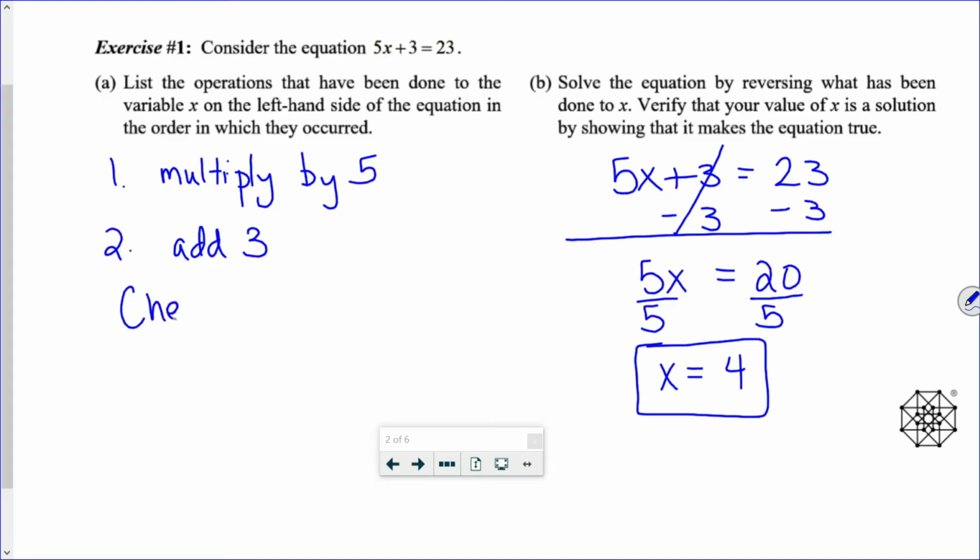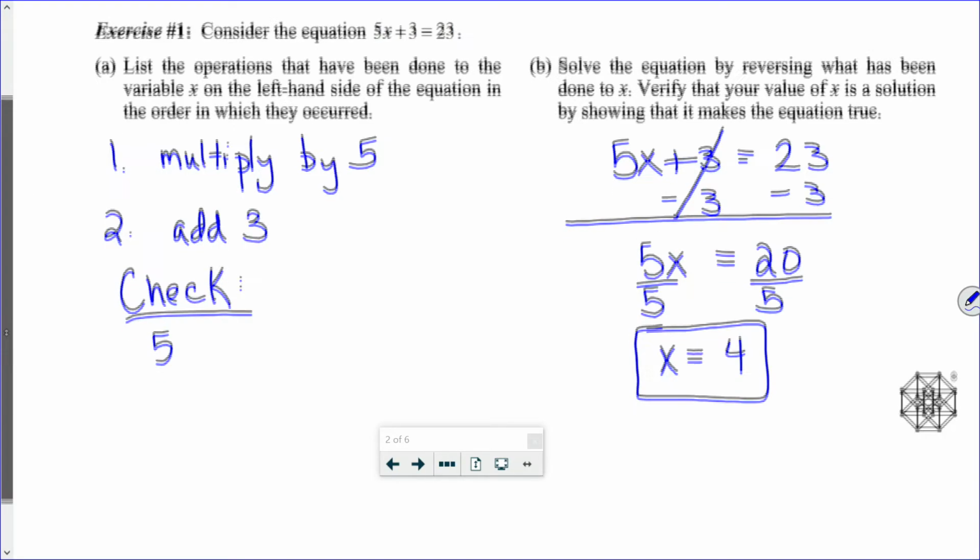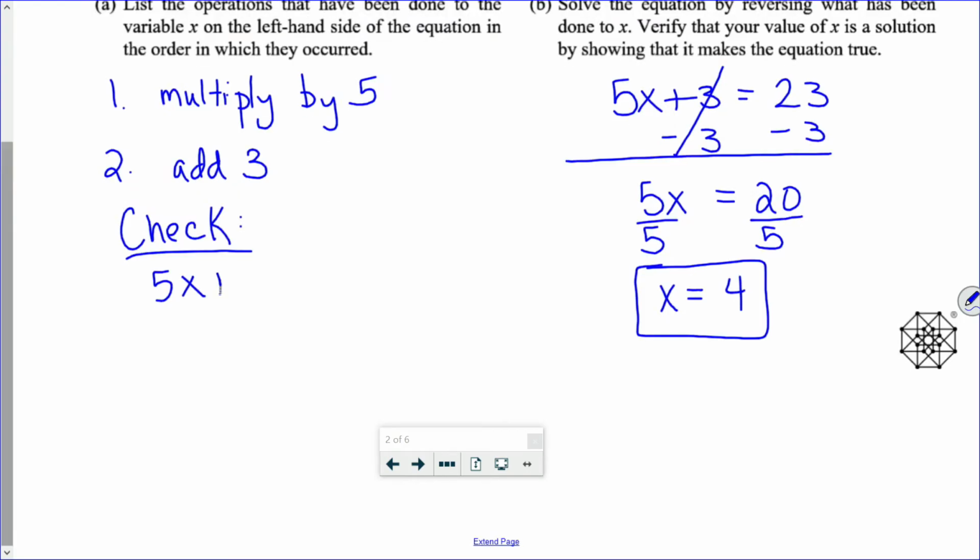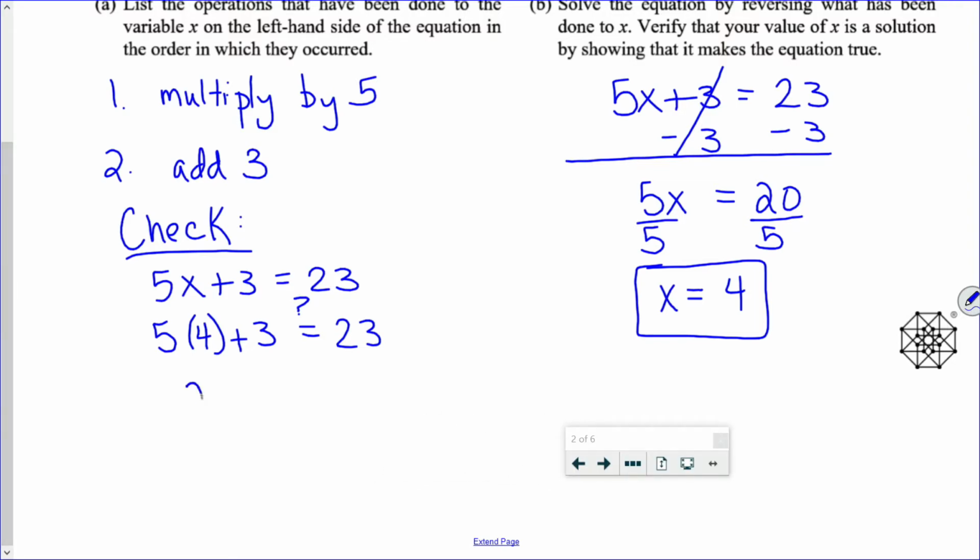I'm going to write it here. My check, right? I've got 5x plus 3 is equal to 23, right? So now I'm going to put my variable in. I'm going to see if that's equal. Maybe I'll put a little question mark here, pretending I don't know whether it's equal or not.